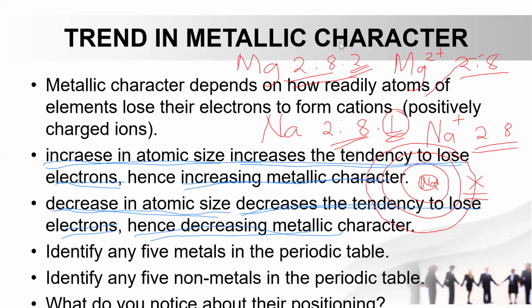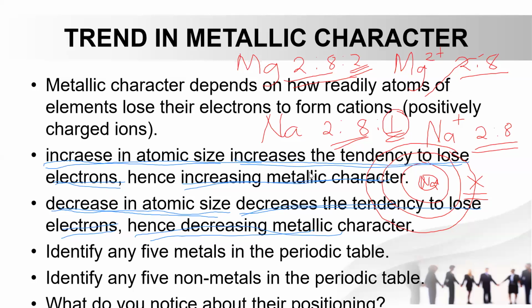So I hope at least we are able to grasp those factors. When we increase the atomic size, it increases the tendency to lose these electrons, hence increasing metallic what? Character. And then, of course, if there is a decrease in atomic size, by now I understand that we've understood what atomic size is because we'll keep referring to it even in the other trends, in the other properties that we are going to look at. So that means there is a decrease in loss of electrons, hence a decrease in the metallic character.